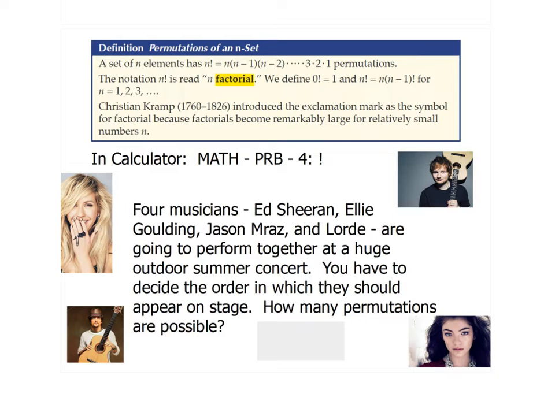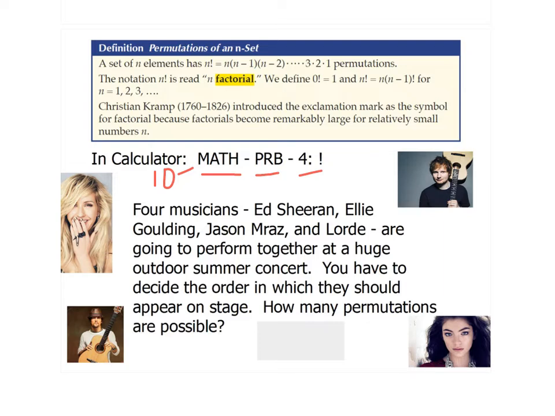Well, obviously this can get very time consuming, especially if you don't have a calculator. However, there is a way to do factorial on your calculator. You want to go to the math button, then go over to PRB, which stands for probability, and choose number 4. Number 4 is going to have that factorial there. So if you were doing 10 factorial, you would just type in 10, then go to math, then probability, then number 4.